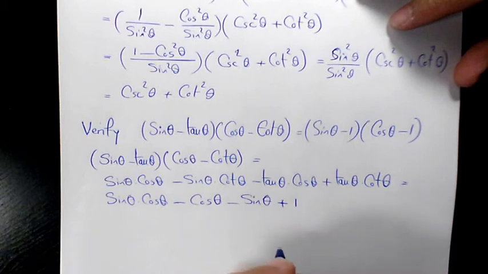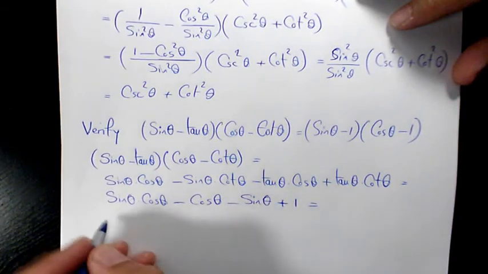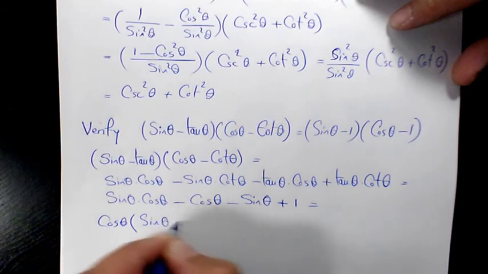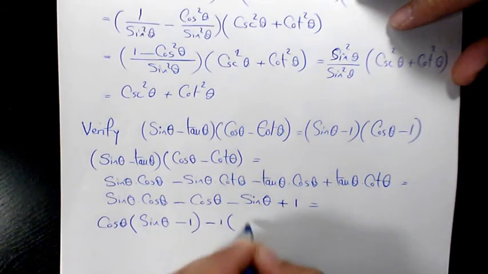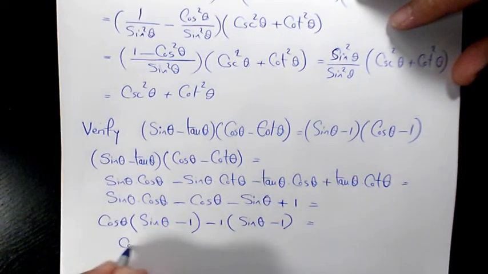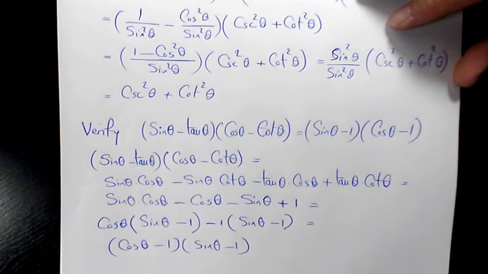So let's see how to factor it. Here we can factor cosine from the first two terms, sine theta minus 1. And here I can factor negative 1. It's going to be sine theta minus 1. So we end up having cosine theta minus 1 times sine theta minus 1, which is what you have on the right hand side.